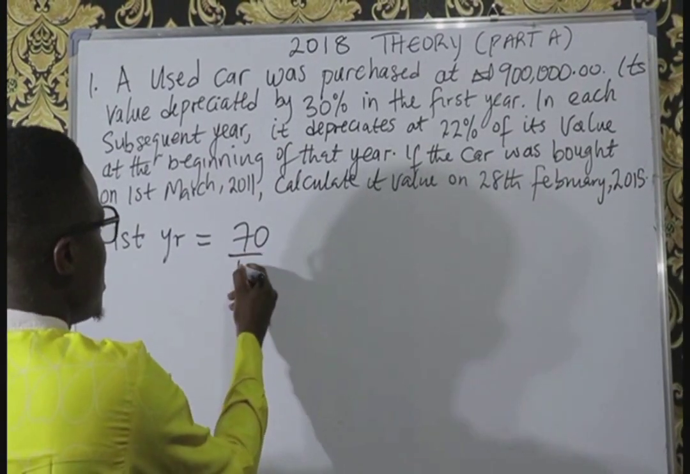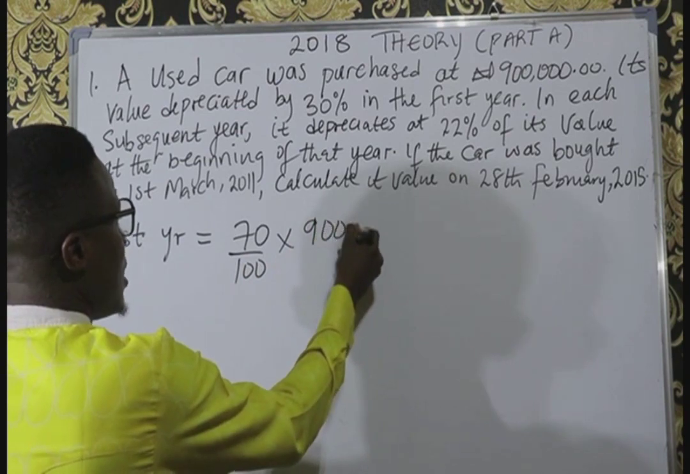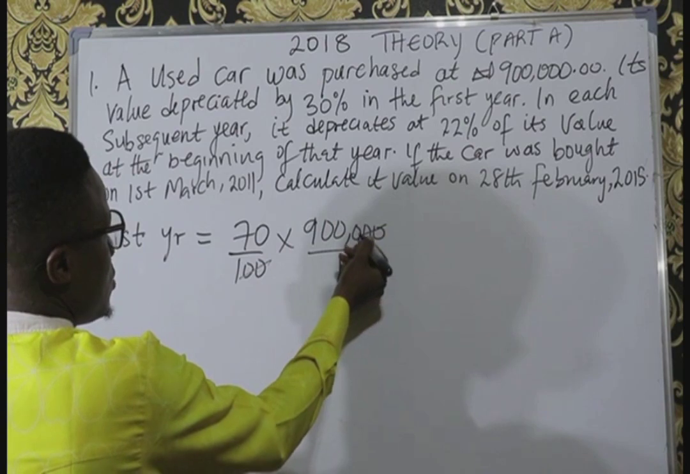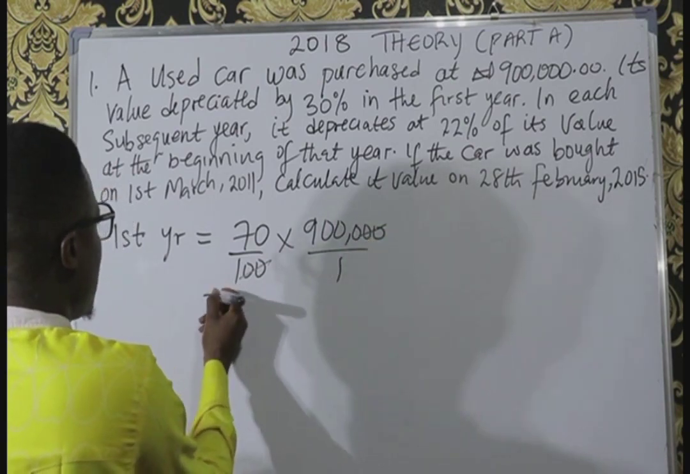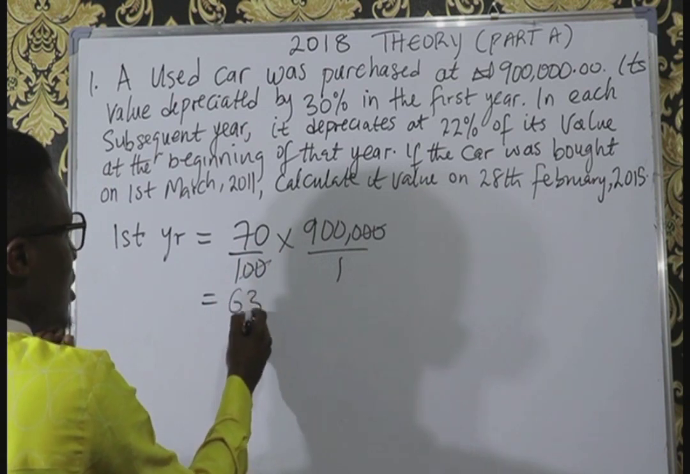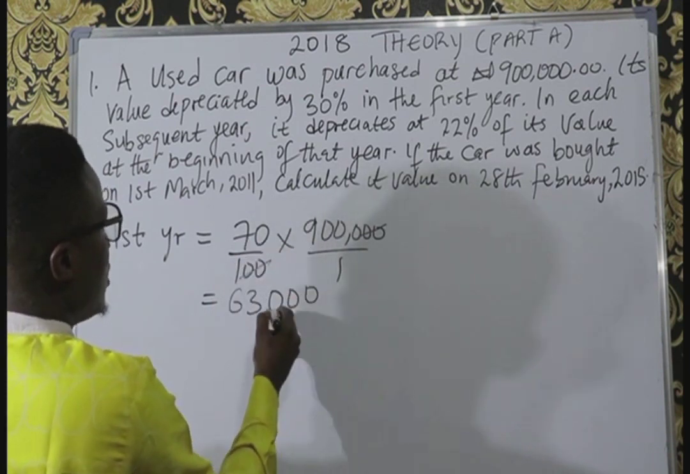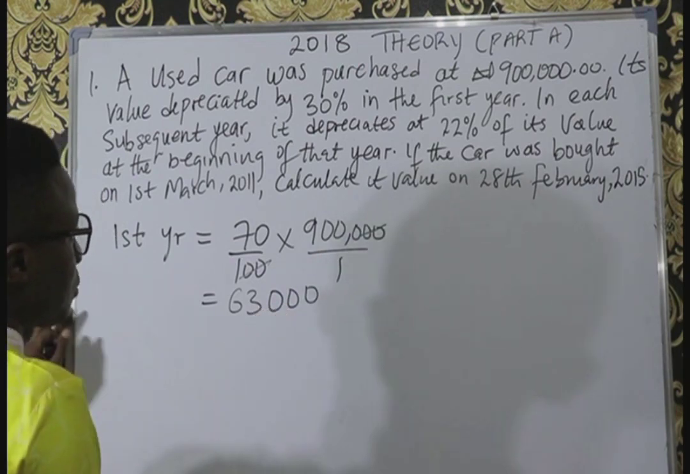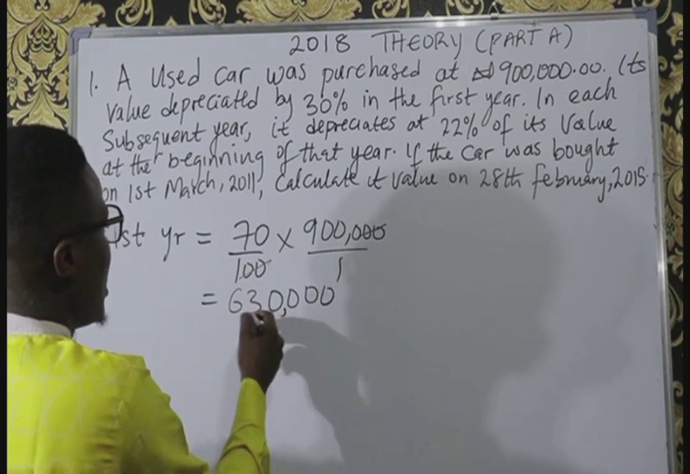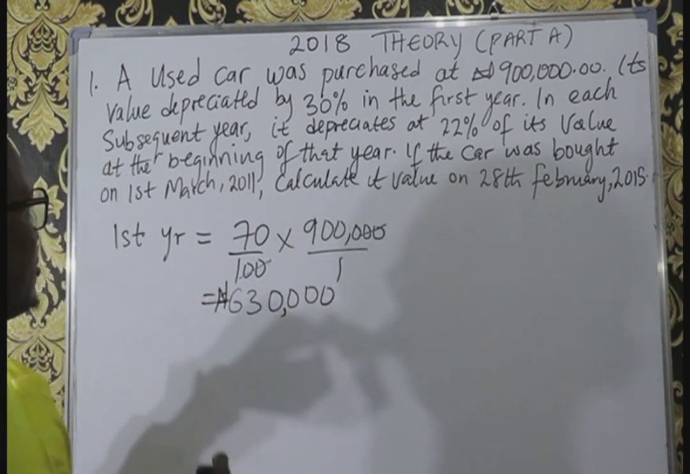So we have 70 over 100, multiplied by 900,000 naira, all over 1. We cancel the 20. We are left with 7 times 9 is 63. How many zeros? 1, 2, 3, 4. 4 zeros. So we are having 630,000 naira in the first year.